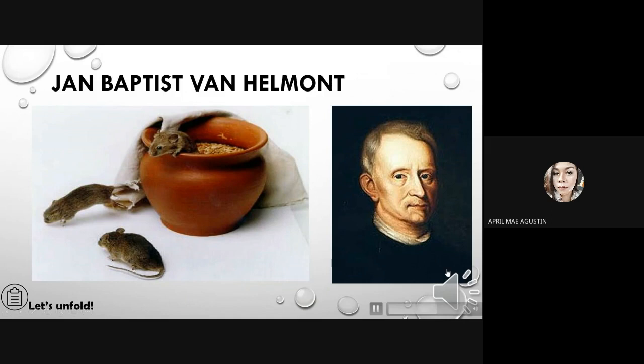Jan Baptist van Helmont, a 17th century Flemish scientist, proposed that mice could arise from rags and wheat kernels left in an open container for 3 weeks. In reality, such habitats provide an ideal food source and shelter for mouse populations to flourish.